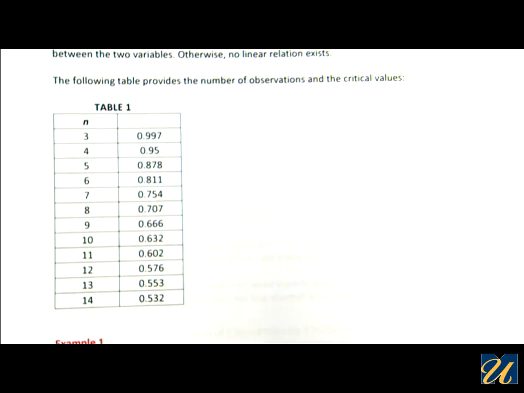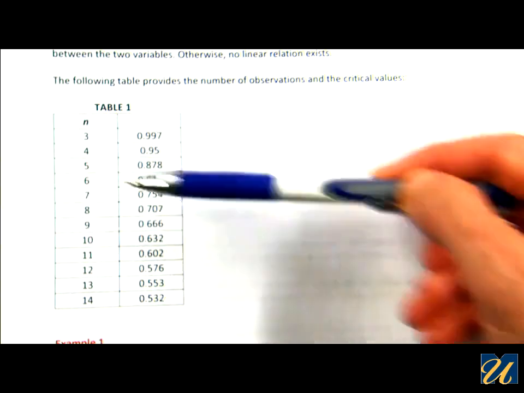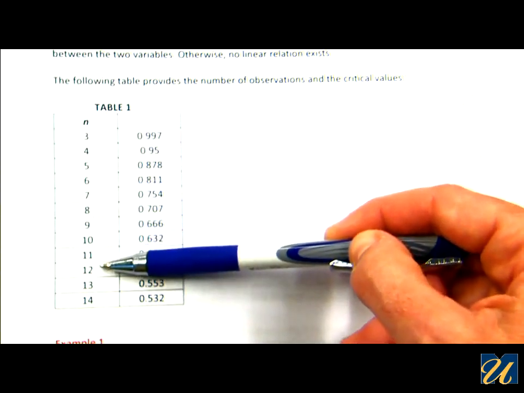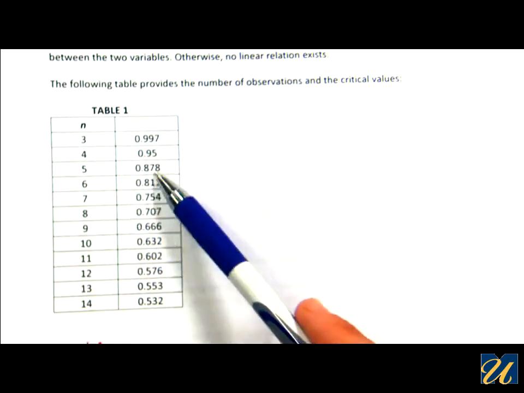You compare n to the table: if the absolute value of r is greater than the critical value, a linear relationship exists between the two variables. To find the critical value, you will go based on the number of pairs of data you have in your data set. So if n, for example, is equal to 5, your critical value will be 0.878.